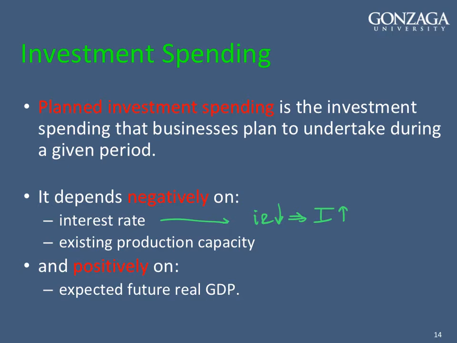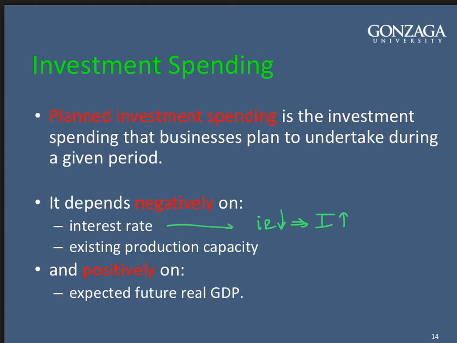Existing production capacity, right? As production capacity goes up, if we have room in our facilities, then investment is going to go down. If we have tons of excess capacity, we're not going to have any necessary desire to produce more. And then again, the economy, right?